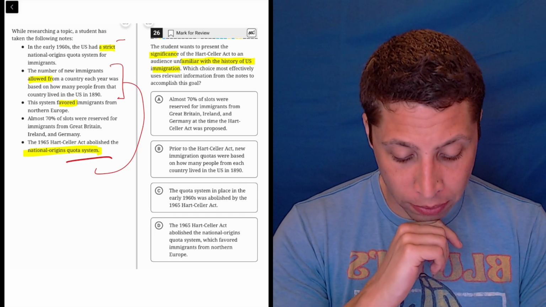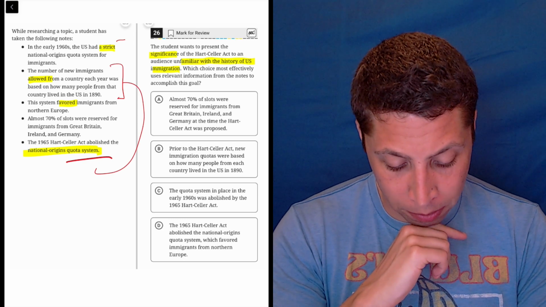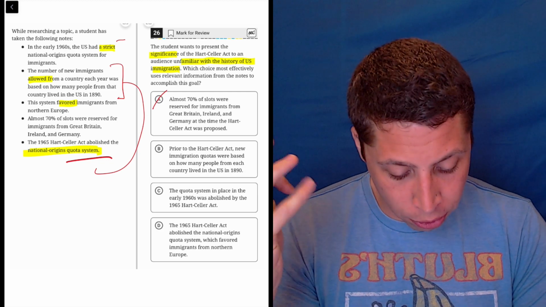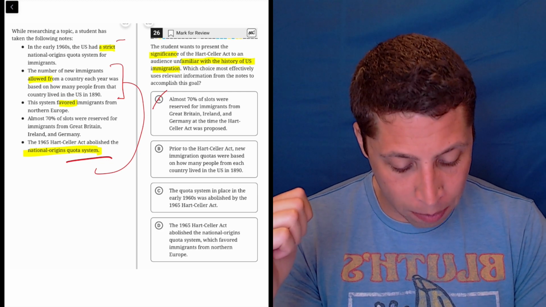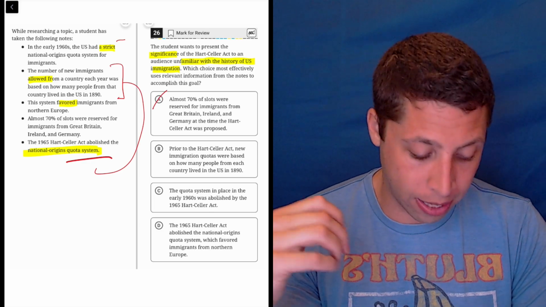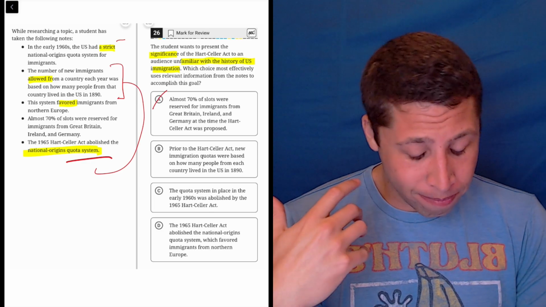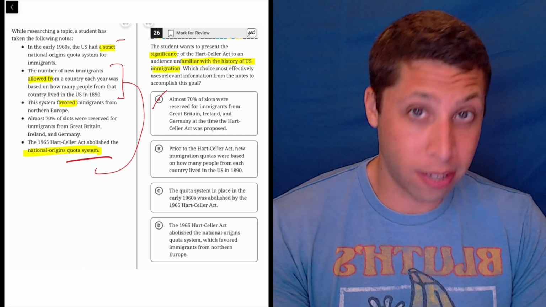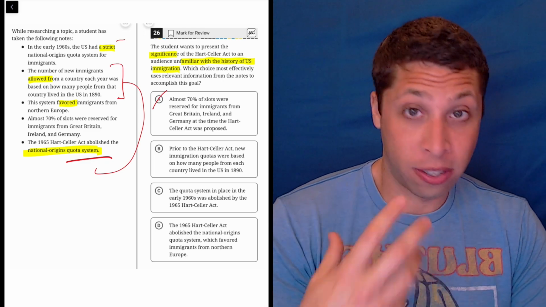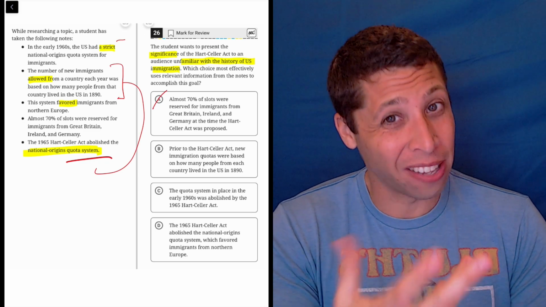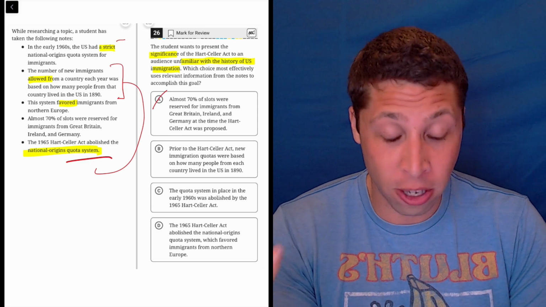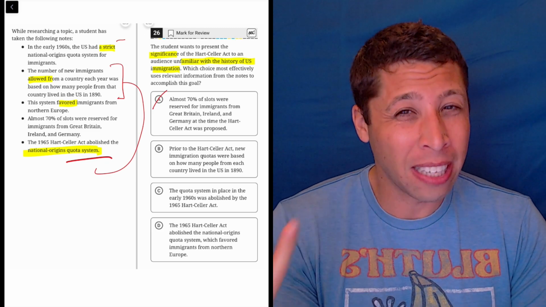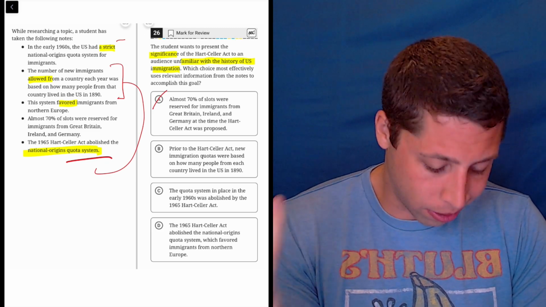A, almost 70% of slots were reserved for immigrants from Great Britain, Ireland, and Germany at the time the Hart-Celler Act was proposed. No, that doesn't say why the act was important, so that's definitely wrong. B, prior to the Hart-Celler Act, new immigration quotas were based on how many people from each country lived in the U.S. in 1890. Maybe. I think someone might pick this because they think it's suggesting that after the act, the system changed. But it's not actually saying that. I'd prefer it if they just said it, right? That's what we were tasked to do, to say why it's significant. Technically, this doesn't say why it's significant. It leaves it to the reader to guess, and that's not great. So let's keep it, but let's look at C.